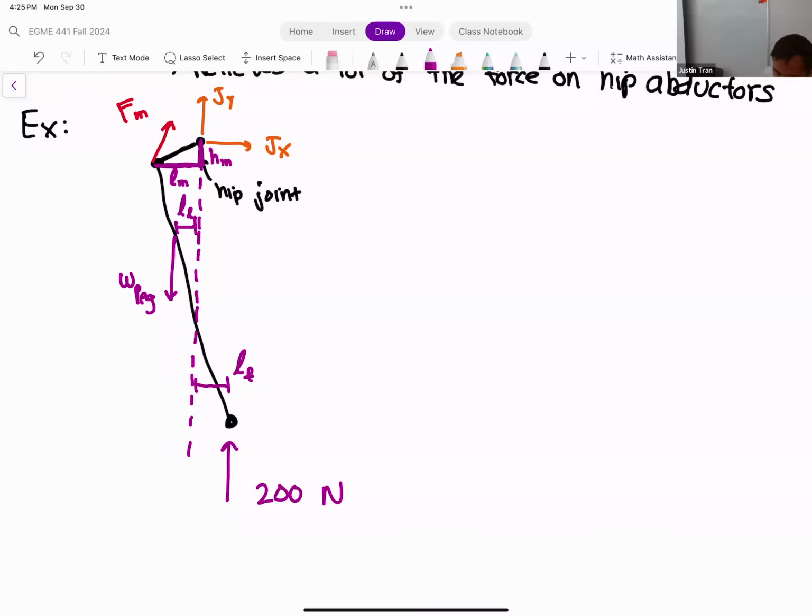So let me draw a bigger version of that just because it's a little bit hard to see up there, but I drew that just to make it convenient for us to compute that number.